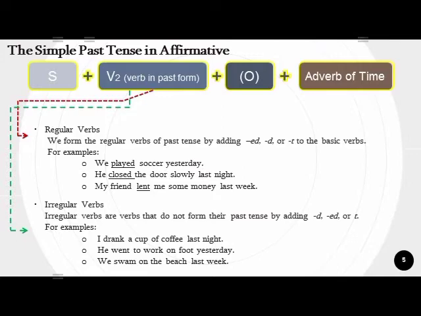For examples, I drank a cup of coffee last night. He went to work on foot yesterday. We swam on the beach last week.